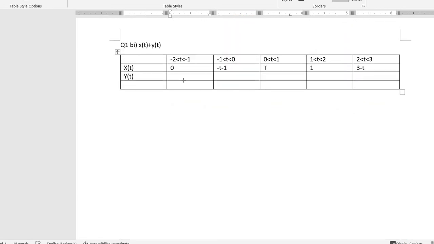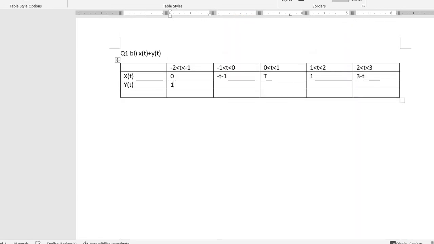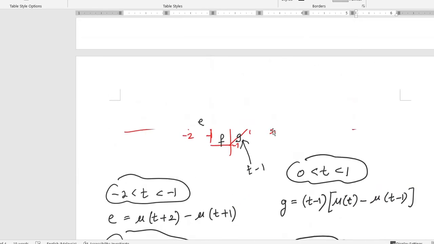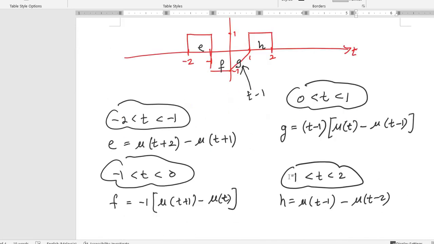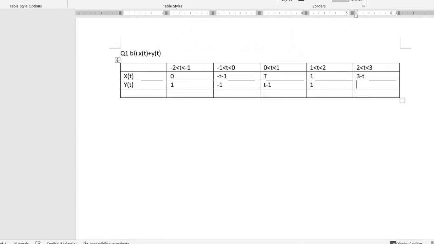So we transform it. So this is 1. Then this is negative 1. This is t minus 1. This is 1 also. And lastly, 2 to 3. If you look at here, there is no 2 to 3. It's 0. So you fill up 0. It's so easy. Okay, then to sum up, right?